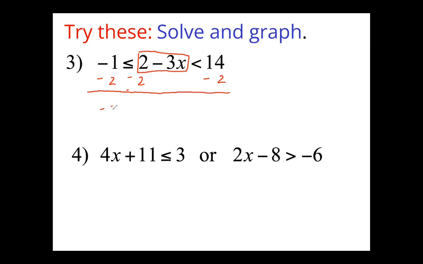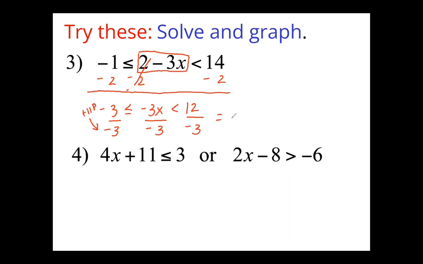So I'm going to do that by subtracting 2 from all my values. That would be -3 is less than or equal to -3x is less than 12. Now that I've undone any addition or subtraction, I can go ahead and undo multiplication by dividing all sides by -3. Now, since you are dividing by a negative number, make sure to flip your signs.